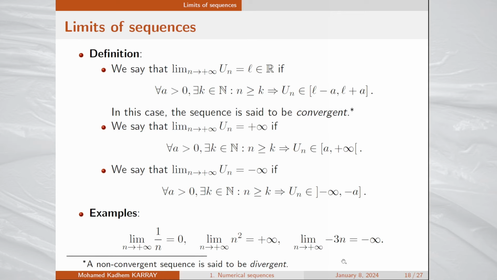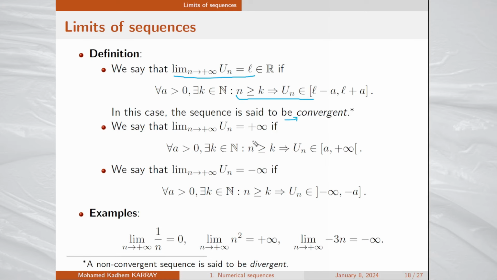We now give the mathematical definition. So we say that the limit of un equals a real number L if for any A there exists an integer k such that n larger than k implies un is within the interval L minus A, L plus A. And in this case, the sequence is said to be convergent.